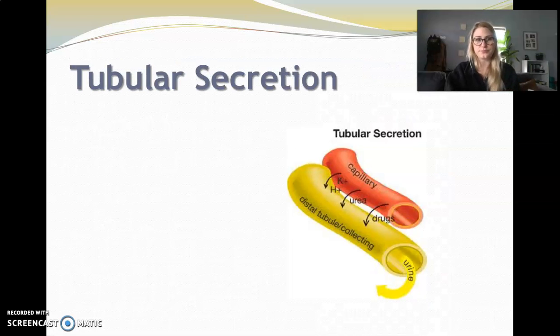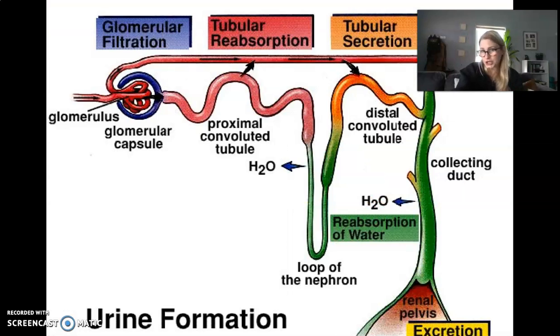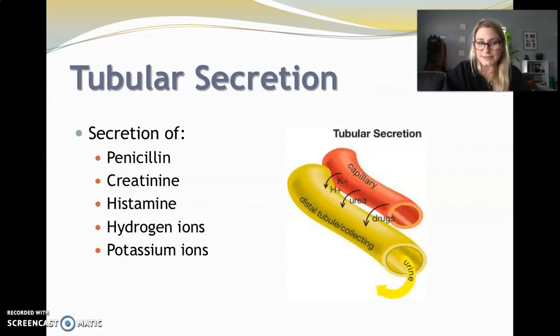So, tubular secretion. Now we are getting rid of a lot of those substances. So we're in the capillaries, the peritubular capillaries, and we're going to start dumping stuff out and into the distal convoluted tubule. Your body is actively going to secrete penicillin, creatine, histamine, which is one of those amino acids, hydrogen ions, and potassium ions. The hydrogen ions is how we regulate your pH, your blood pH and your urine pH.